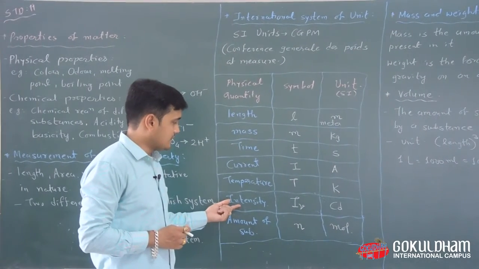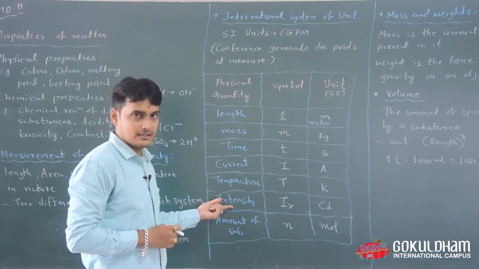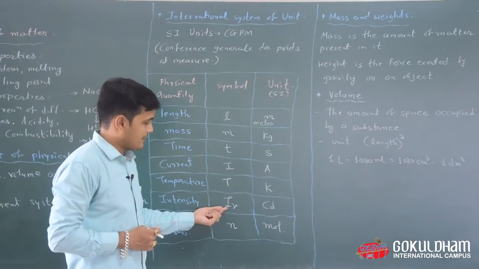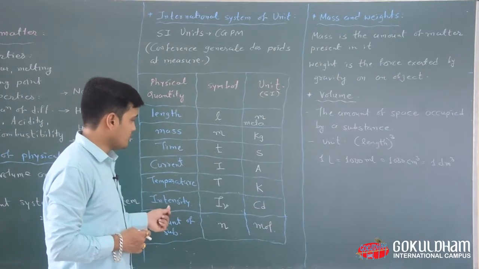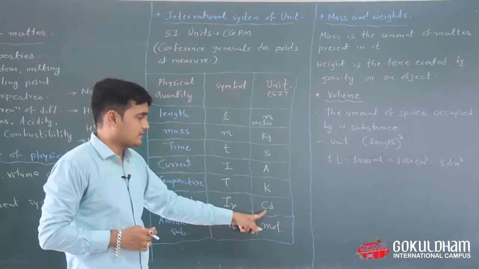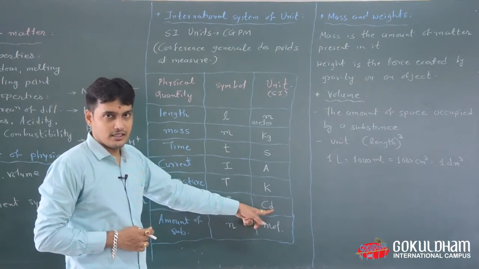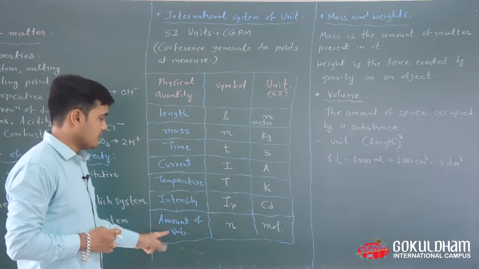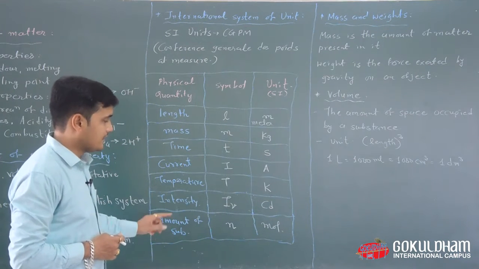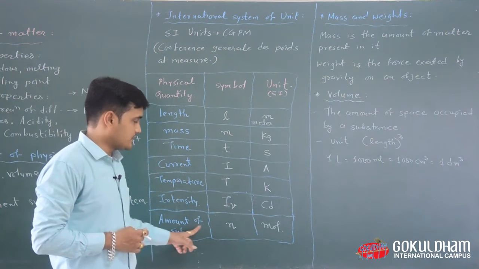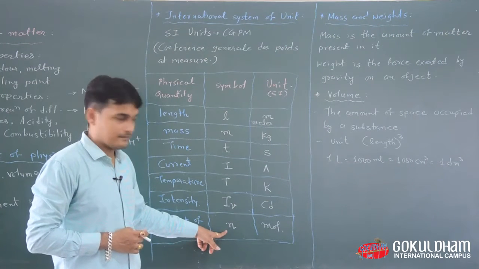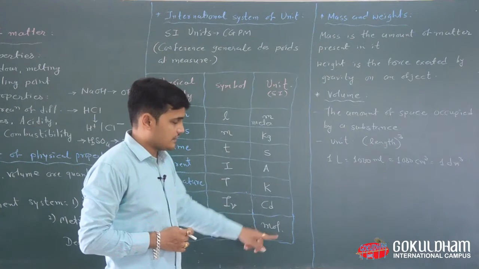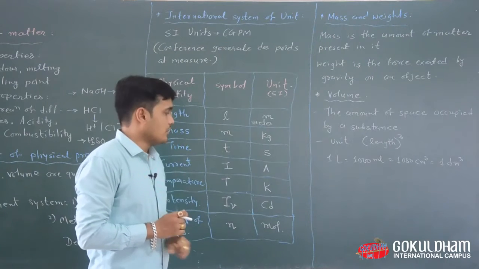This is the intensity. Luminous intensity means light intensity. The light intensity is denoted by I mu, and the unit for intensity is CD, which means candela. And the amount of substance, this is the most important part in chemistry. The amount of substance is denoted by small n, and the unit for amount of substance is mole.